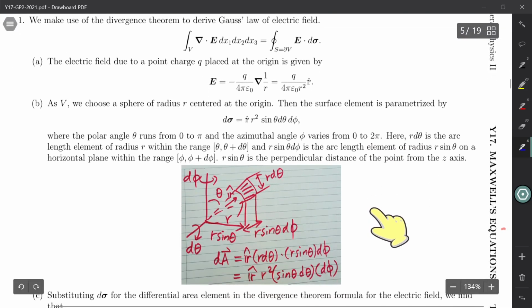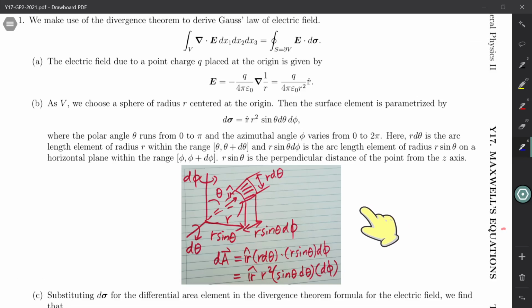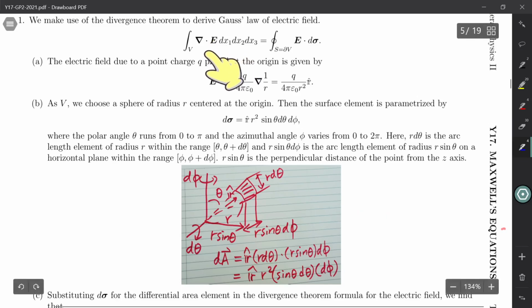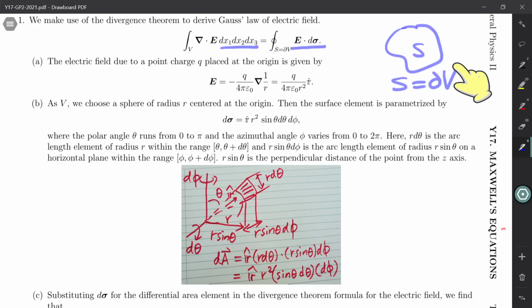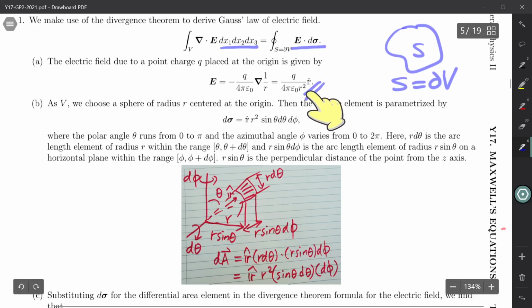The divergence theorem can be applied to verify Gauss's law. The electric field due to a point charge placed at the origin has a divergence that can be integrated over the space, and because of the divergence theorem, that is the electric field's flux integration over the surface. The surface is the boundary of that volume. The electric field is radial.